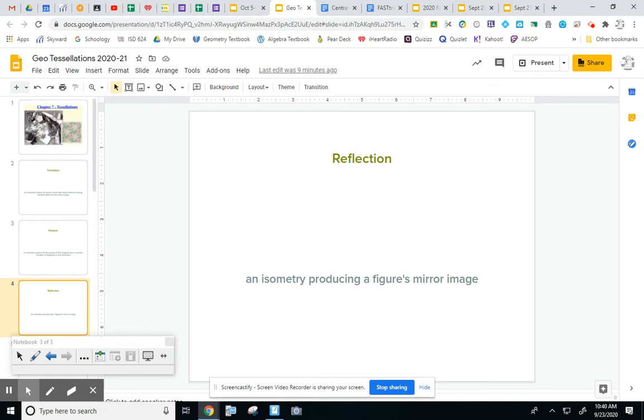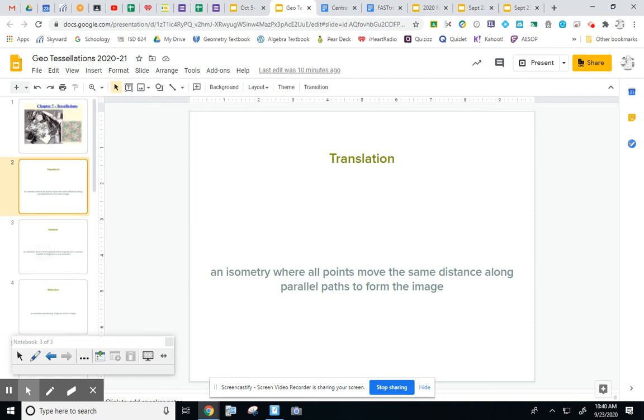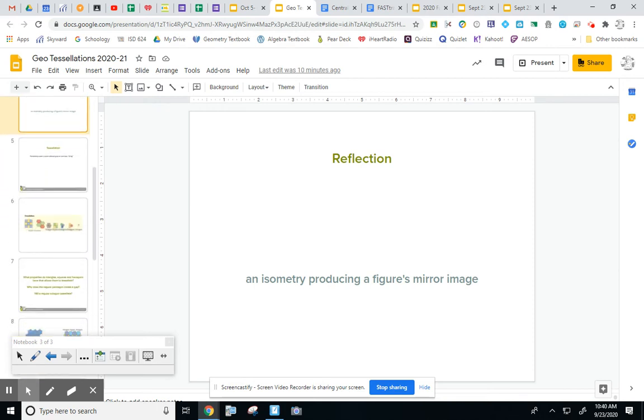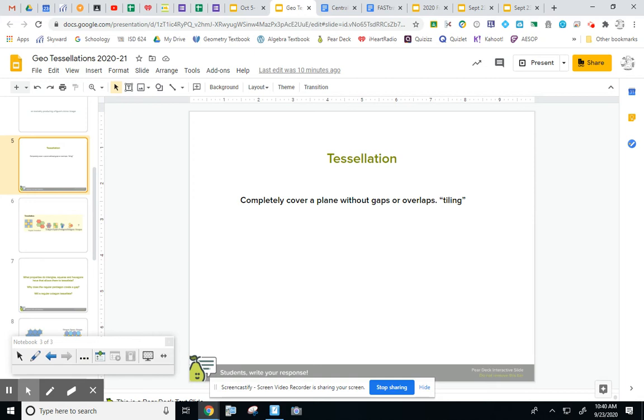So during our tessellation unit, we are going to do a translation tessellation and a rotation tessellation. We will not be doing the reflection one. Okay, but those are three different types of tessellations. So what is a tessellation? A tessellation completely covers a plane without gaps or overlap.